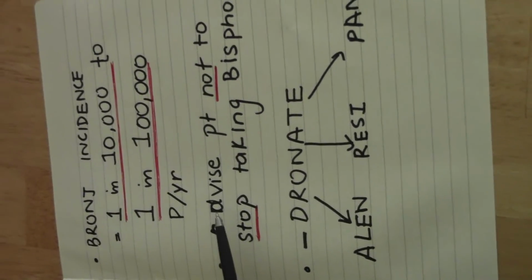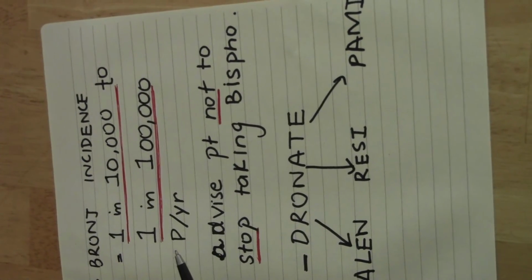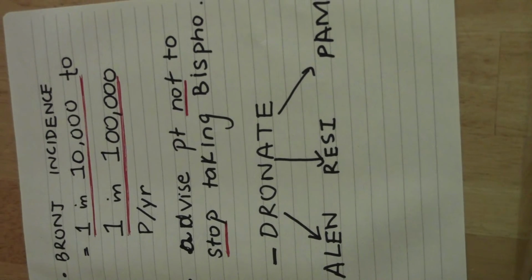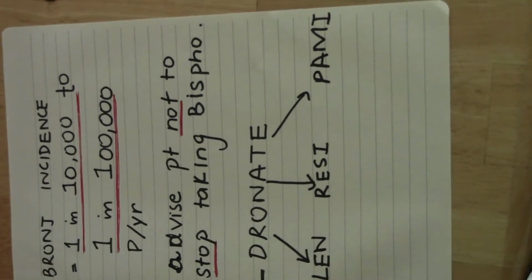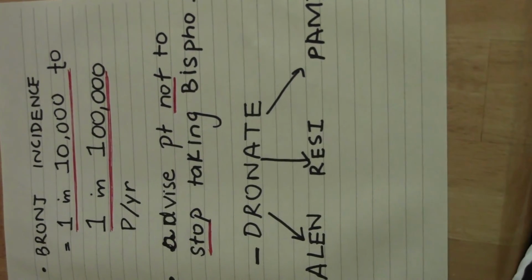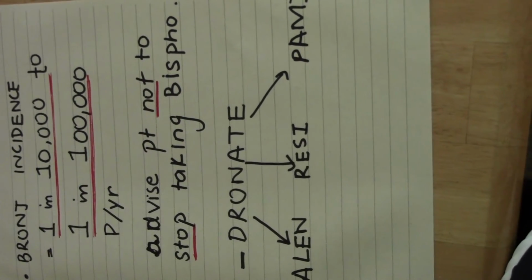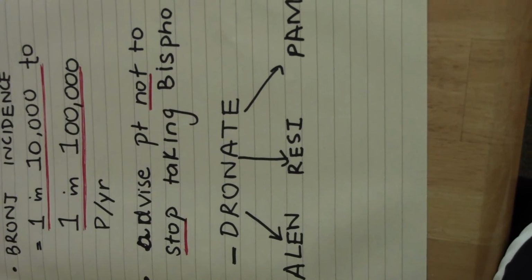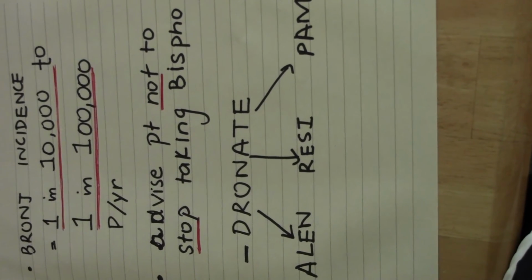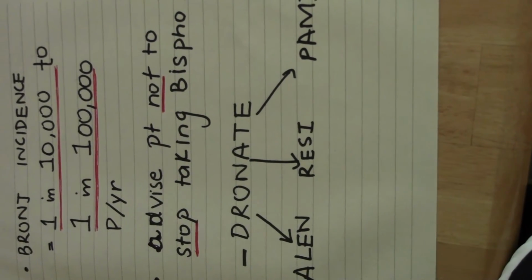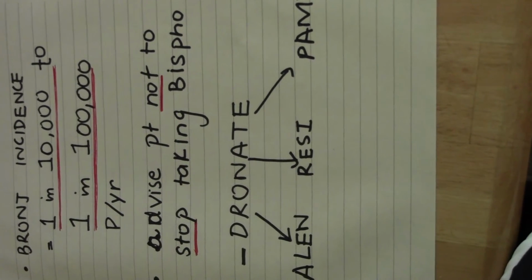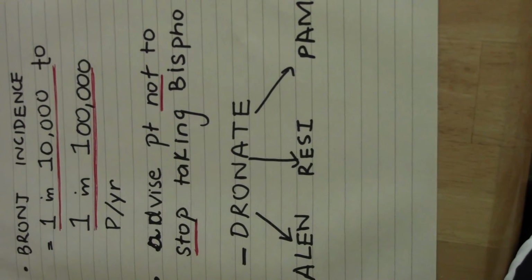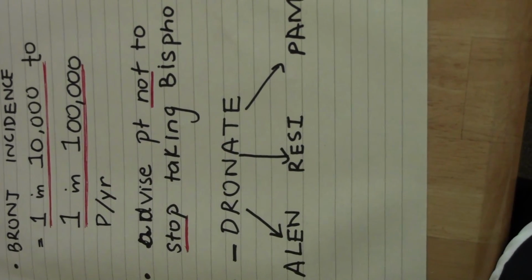We have to advise the patient not to stop taking the bisphosphonates. Why? Because this is the kind of medication that stays in the body for years. Even if the patient were to stop taking the medication and we were doing the treatment next month, the medication would still stay in their body. Even if the patient does stop taking the medication for whatever reason, we're going to classify them in the same group, low risk or high risk, depending on what their risk category was previously.